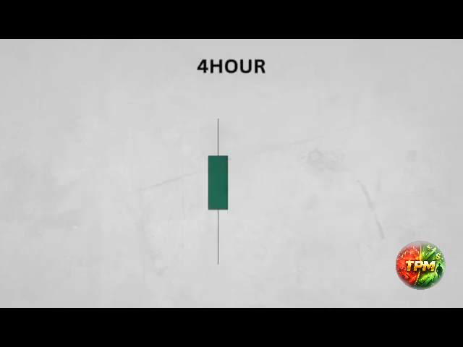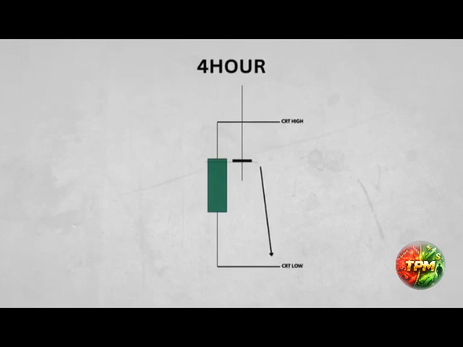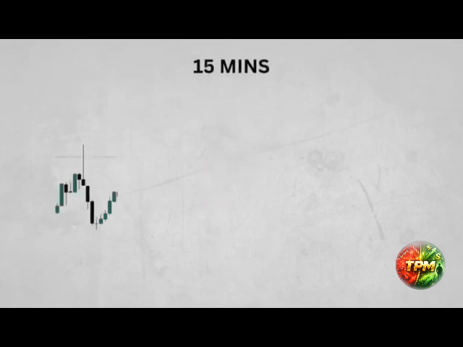Here we have a 4-hour candle. We wait to see which side price takes out. And as you can see, price took out the high and then closed below it. That gives us our CRT high. At this point, we expect the market to move down toward the CRT low. So we drop to the 15-minute chart.